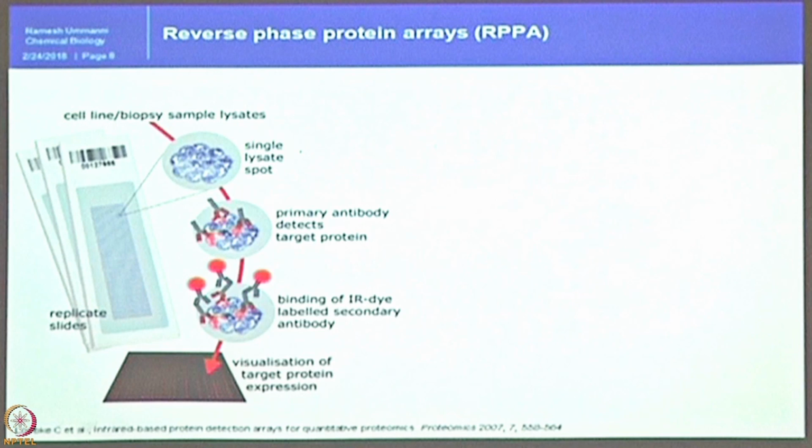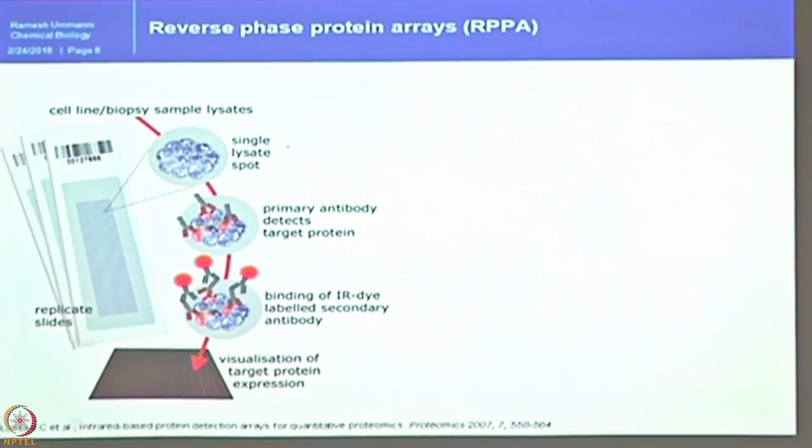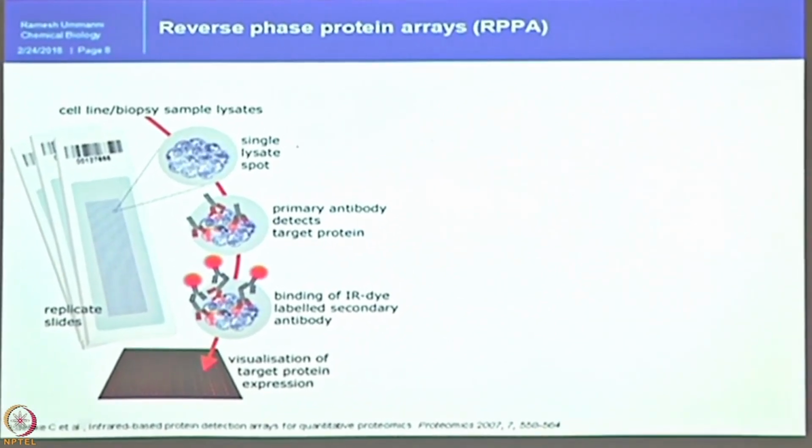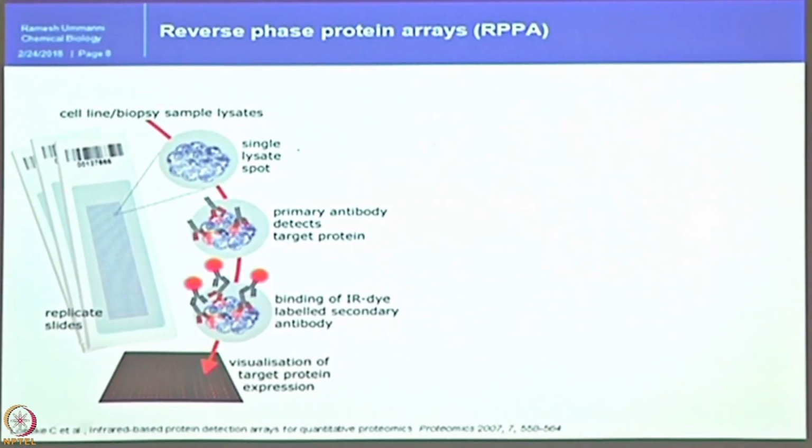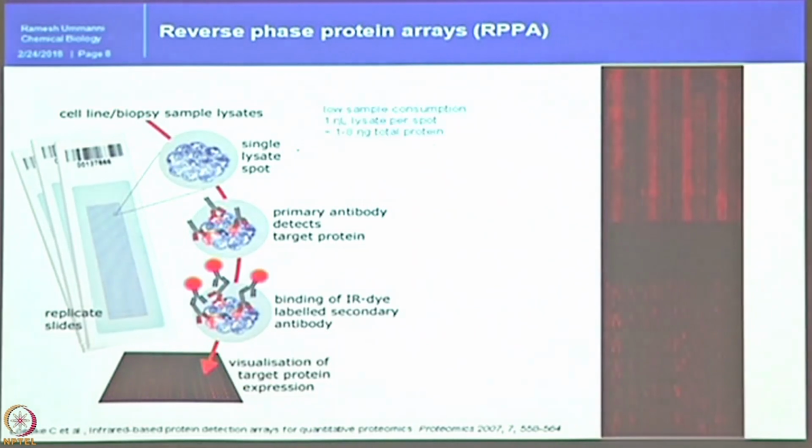This cartoon explains the spotting of the samples. It is a single lysate spot. That means if you have 1000 samples, you will have 1000 spots here. Remember, an individual spot belongs to one sample, not one protein. We always think that one spot will contain one protein, and that is the forward approach. In the reverse approach, one spot will contain thousands of proteins from one sample. Once we spot it, we have a primary antibody to detect, and then visualization. After that, the array gives this kind of data, and then we proceed to data analysis.